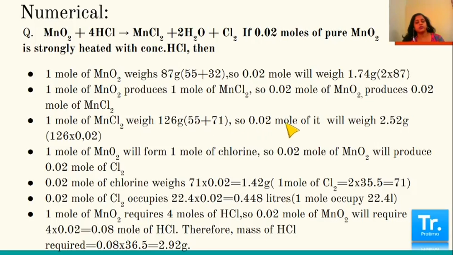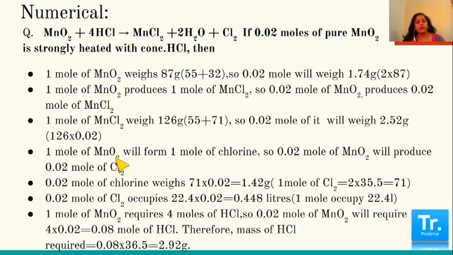Third point, 1 mole of MnCl2 is 126 gram. So 0.02 mole of MnCl2 is equal to how much? This is 126 into 0.02 is equal to this much. Exactly this calculation. Okay. Here, this is not 2. This is actually 0.02. I have put the decimal place here. So this is the product.